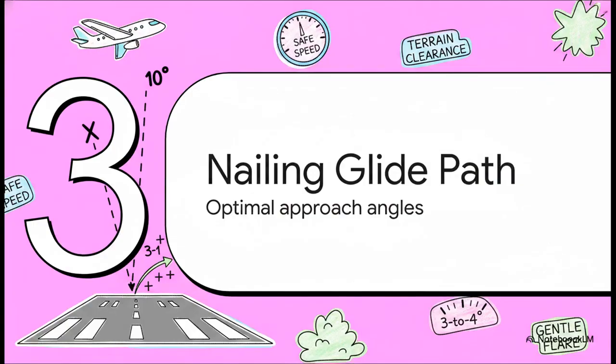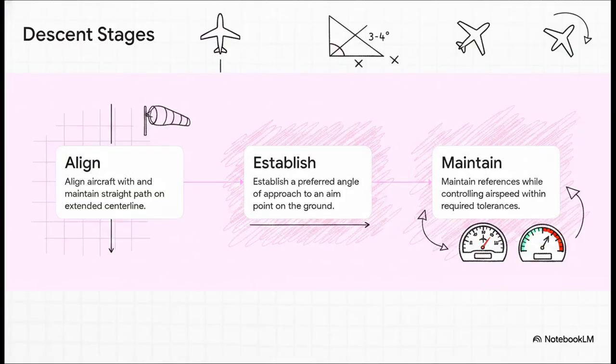All right, Section 3, Nailing your glide path, optimal approach angles. Finding the aim point is step 1. But we also have to approach it at the correct angle. We obviously don't want to drop out of the sky in a 10-degree dive. We need an optimal 3 to 4 degree approach angle. That specific angle allows for proper speed control, safe terrain clearance, and eventually a nice gentle flare over the runway.